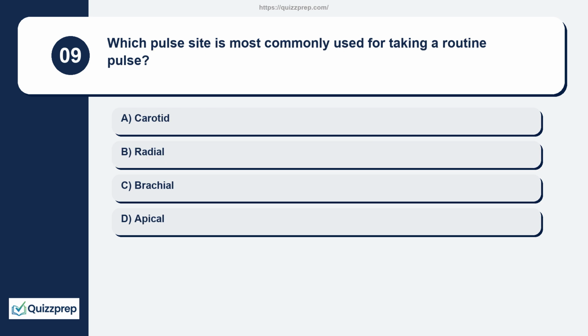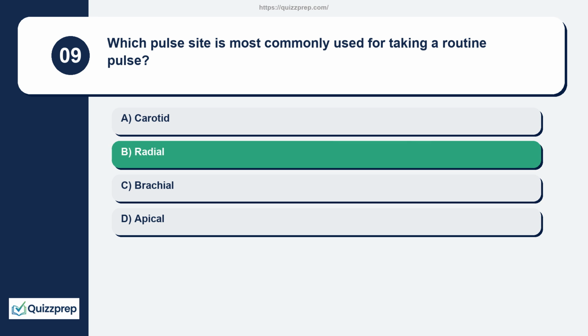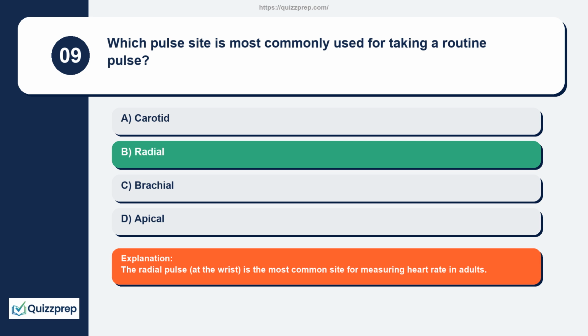Question 9. Which pulse site is most commonly used for taking a routine pulse? Carotid, radial, brachial, apical. The radial pulse, at the wrist, is the most common site for measuring heart rate in adults.